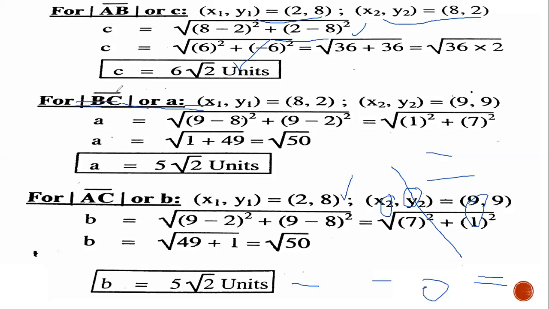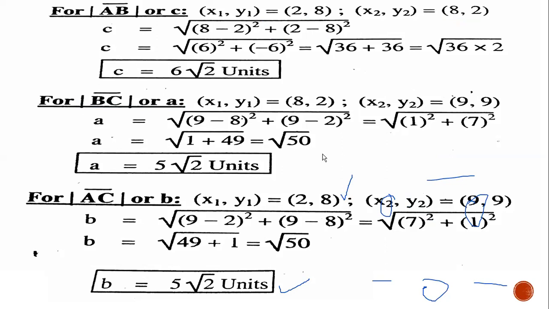Similarly, the length of side BC. From B, consider x1, y1. From C, consider x2, y2. Substitute these values in the formula, you will get 5√2. Now for AC, from A, consider x1, y1. From C, consider x2, y2. Substitute these values in the distance formula and you will get the length 5√2. Student, with the help of distance formula, we have computed the length of all the sides of the triangle. Now we have fulfilled all the requirements.